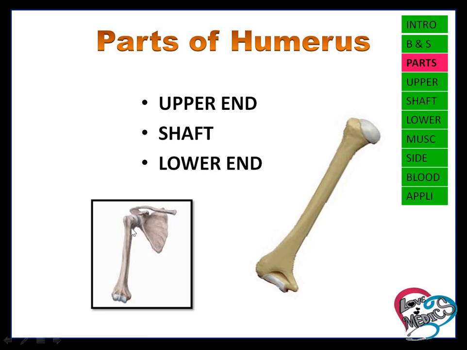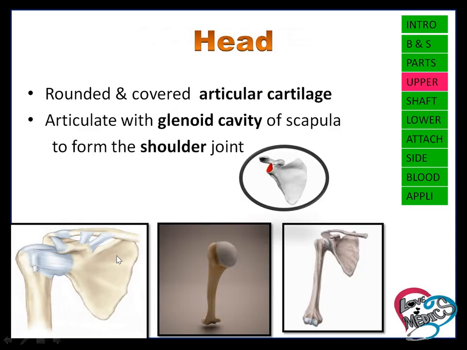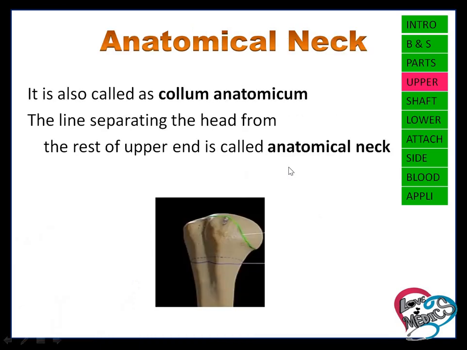It has three parts: upper end, shaft and lower end. First, upper end. It has head, greater tubercle, lesser tubercle and bicipital groove. Head is rounded and covered with articular cartilage, and it is articulated with glenoid cavity of scapula, and it forms the shoulder joint. The line which separates the head from the rest of upper end is called anatomical neck. It is also called collum anatomicum.